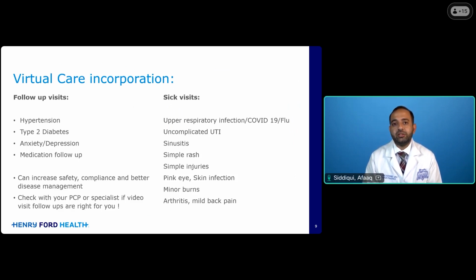Now, the third aspect that I talked about was the sick visits, and these are sometimes well suited to virtual care. These are your upper respiratory infections, COVID-19, influenza, flu, where you might not want to go into an office or may not be feeling up to it. Uncomplicated urine infection, sinus infections, simple rash, simple injuries, skin infection, minor burns, arthritis, and the list is exhaustive. So these can potentially be better suited to virtual, when possible, when available.